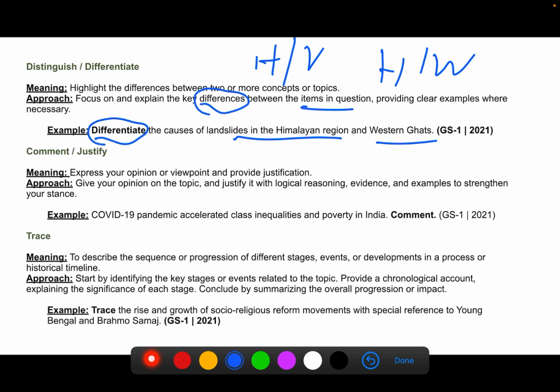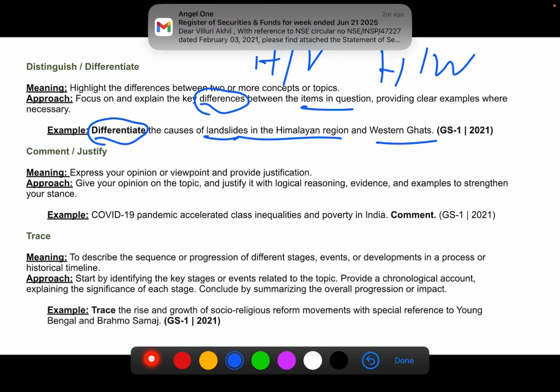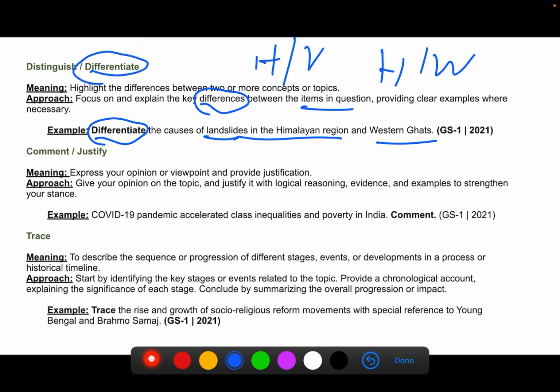See, this question is more generic: differentiate the causes of landslides in the Himalayas and Western Ghats. But they may also ask more specific questions, like differentiate the American principle of due process of law versus the Indian principle of procedure established by law. We need to go to the specific details and differences between both systems. The main focus is on differentiating the two and highlighting the differences.